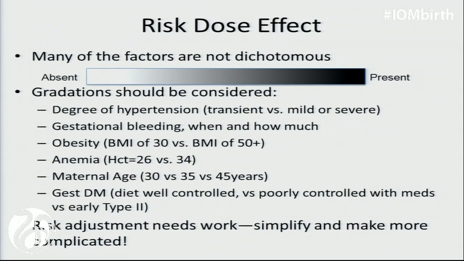Anemia can be anywhere from low 20s to low 30s, they're very different risk profiles, but it's going to be coded the same. And likewise with maternal age, 30, 35 is very different than 45. So you have to have some ability to judge gradations within the risks. So the plea here is that risk adjustment needs a lot of work. You need to simplify it, probably fewer factors, but then make it more complicated by looking at those effects and interactions.